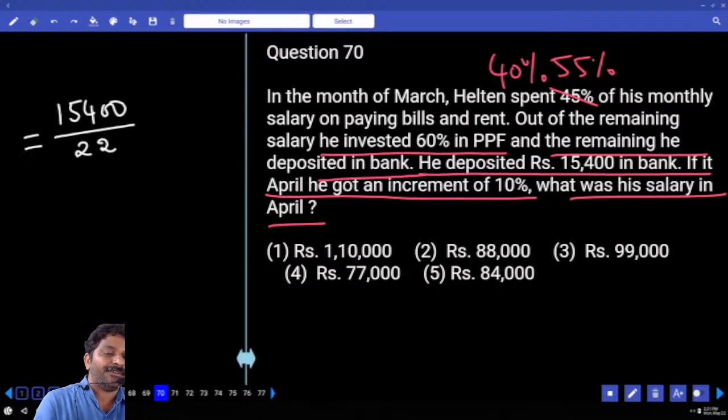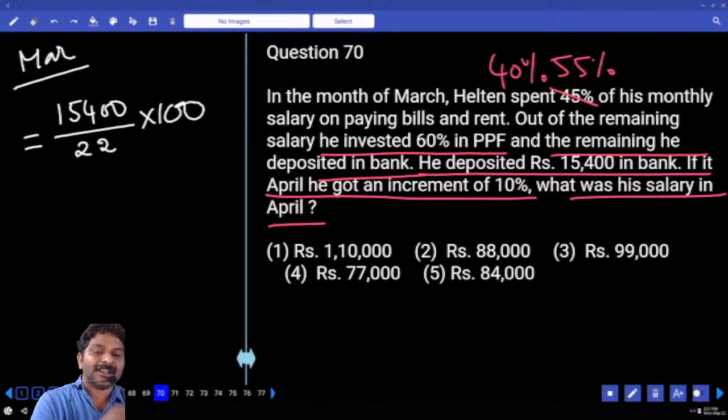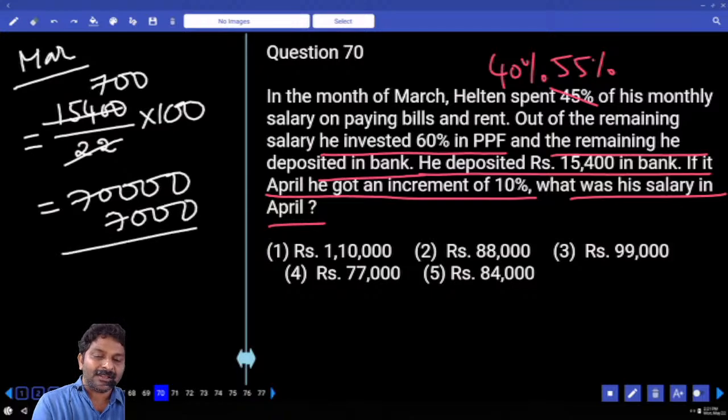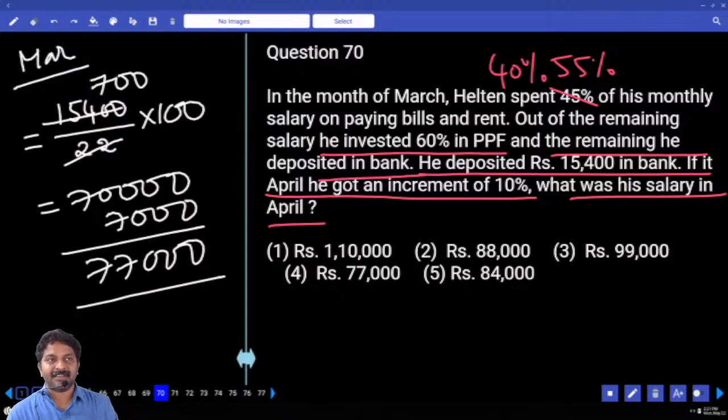Now this value 15,400, this is for the month of March, right? And total income is 100%. 15,400 by 22 is 700, times 100, 70,000, and 10% increase has happened, right? So answer, in April salary becomes 77,000.